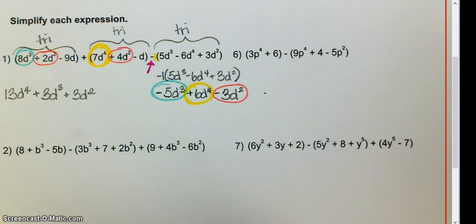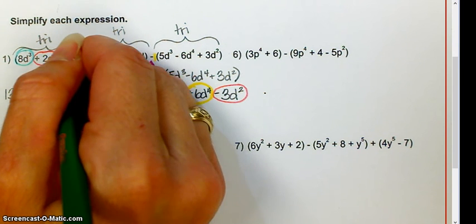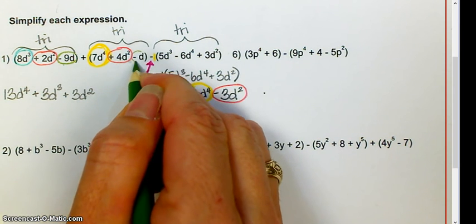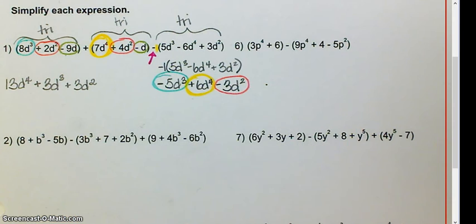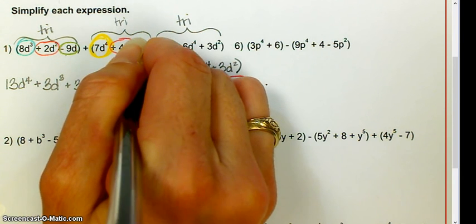And then next highest degree is just your first degree with just d raised to the first power. I have a negative 9d. I have a negative 1d, and that's it. Negative 9d and negative 1d is what? Negative 10d.